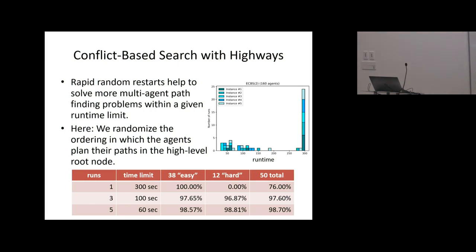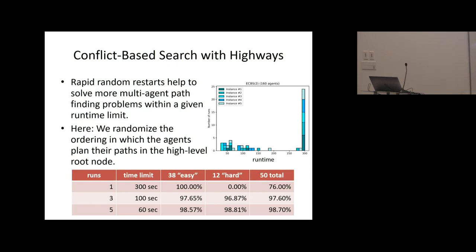Remember that I said that in the root node, I order the robots. I can plan for them in order. And it turns out that sometimes it's very hard to predict which order of robots leads to a quick solution and which one takes forever. So now you can hedge your bets. If you have a runtime, say, of 5 minutes, what you can do is you can now distribute this runtime. If you run it for 5 minutes, then out of 50 different problem instances, you get a success rate of 76.